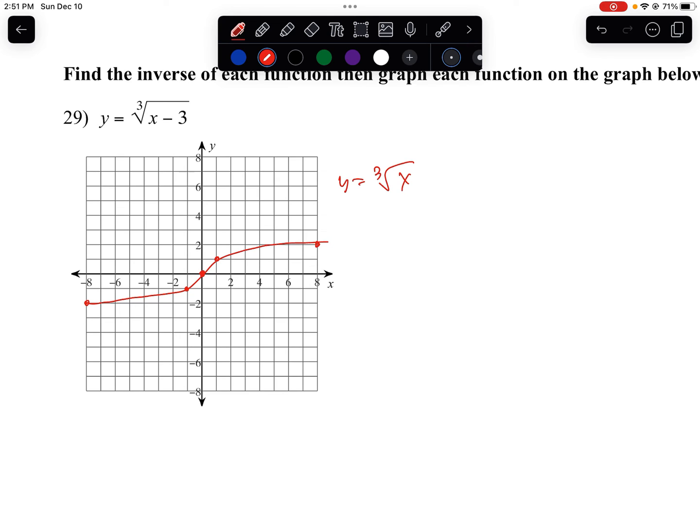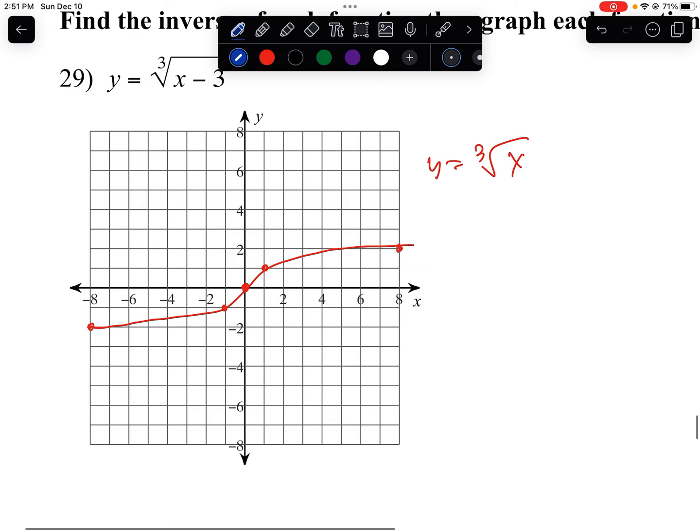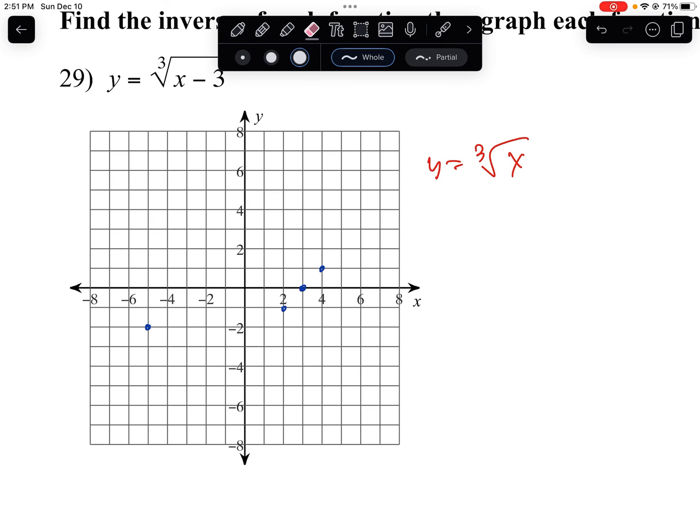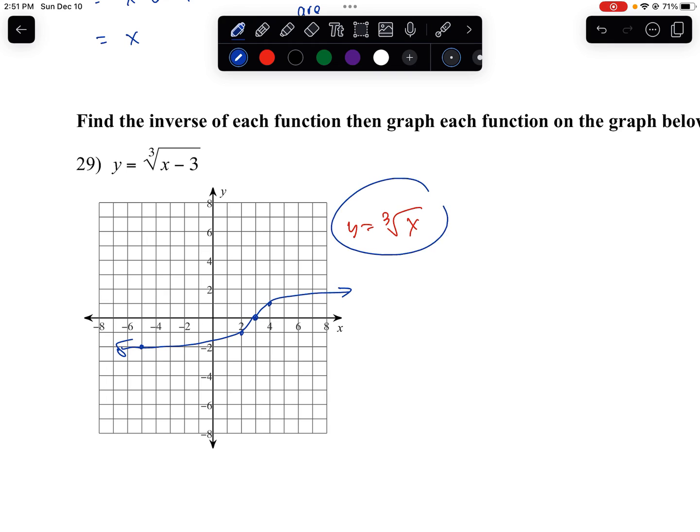Okay, so let's go ahead and apply the transformations. It says that this is going to be moved to the right 3. So that means everything has to be moved to the right 3. So I'll put a point here. 1, 2, 3. 1, 2, 3. 1, 2, 3. There we go.